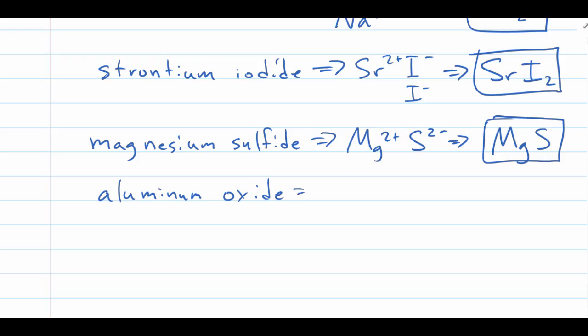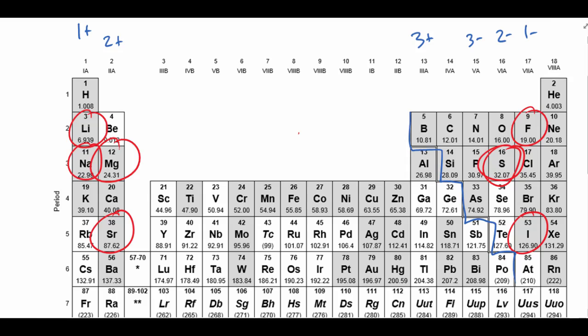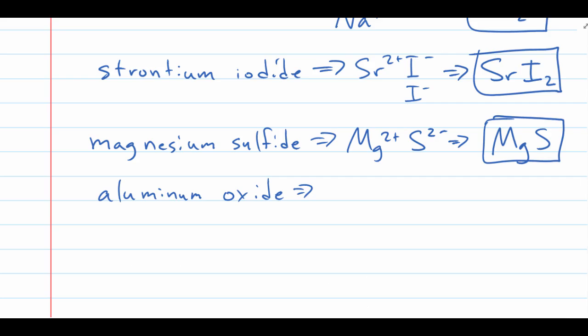Aluminum oxide. We go to the periodic table. We find aluminum. Aluminum is going to have a charge of 3 positive. Oxide is 2 negative. So we come back here. Al with a 3 positive. Oxide 2 negative. So now we need to think about this a little more creatively when we balance charges.